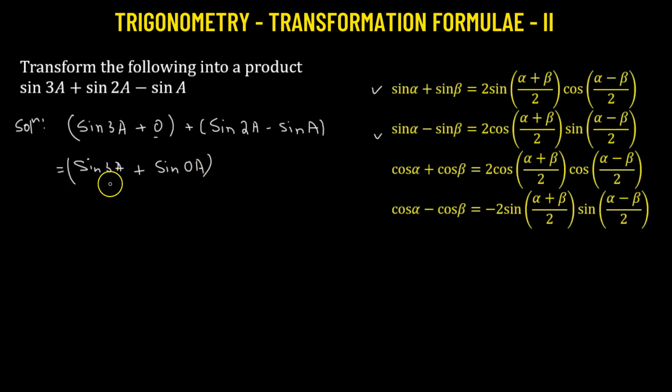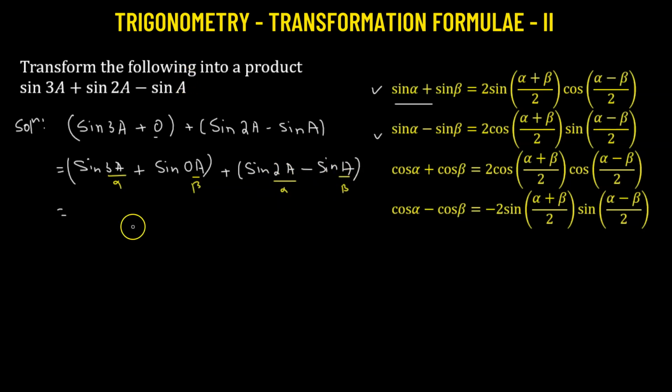Now what we have is the sum of two sine functions. So we can apply the transformation formula, and for the next sum we have sine of 2a minus sine of angle a. Okay, let's begin. So here we will assume that 3a is equivalent to alpha and 0a is beta. And for the next sum, we will assume 2a is alpha and a is beta.